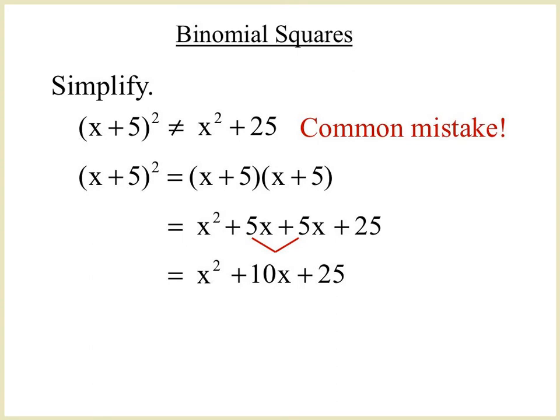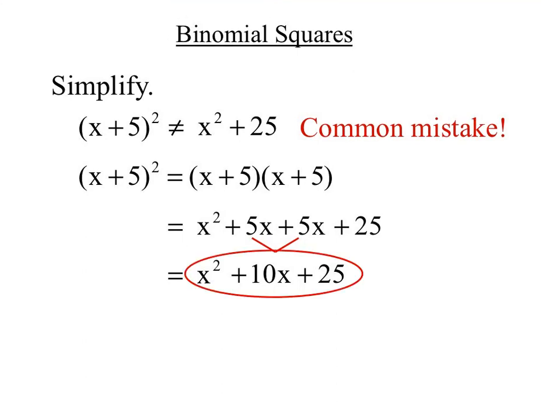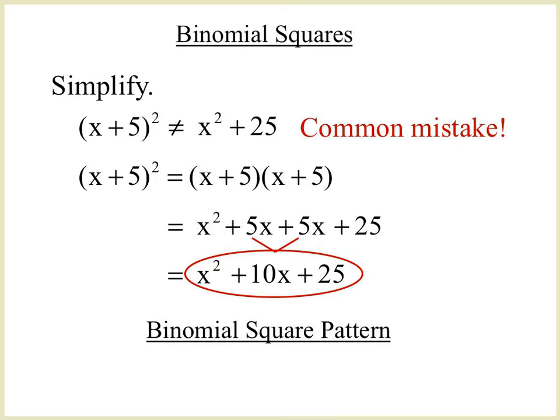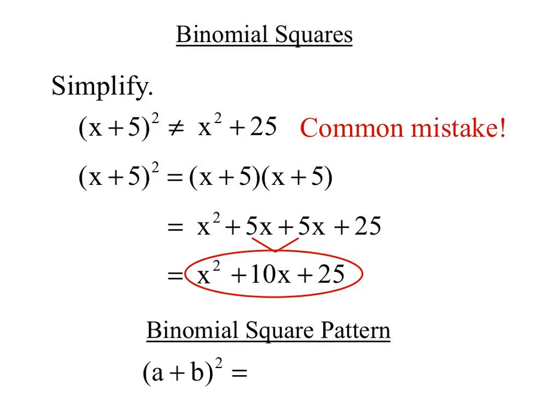Now, this is a way we can keep doing, but there is a pattern here. And the pattern is when you have a perfect binomial square, we're going to square the first term, square the last term, and multiply both terms together and double them, times 2.